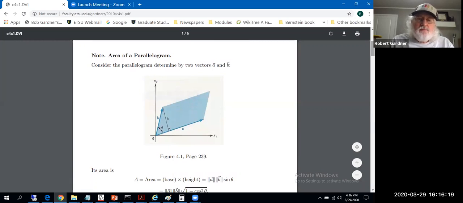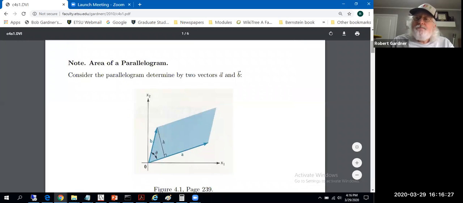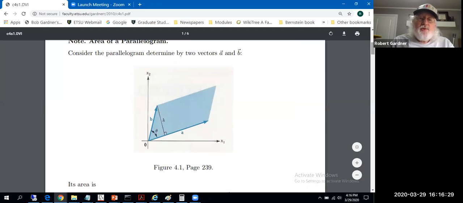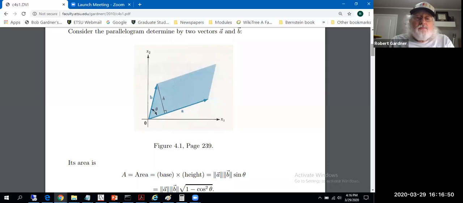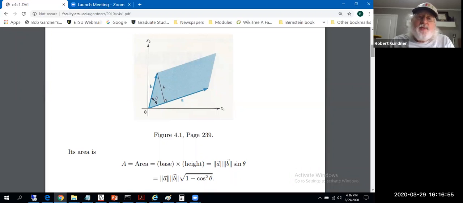So here we've got an image of two vectors, A and B, in blue. Let's make them a little bigger. And these two vectors determine a parallelogram in light blue. So vector A in standard position, vector B in standard position, that is with their tails at the origin of a coordinate system. We've introduced an angle theta between A and B, and we want to find the area of this blue shaded region. Area is, well, it's base times height. It's not a rectangle, but it's still base times height.